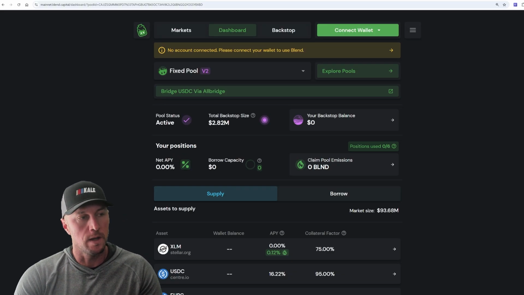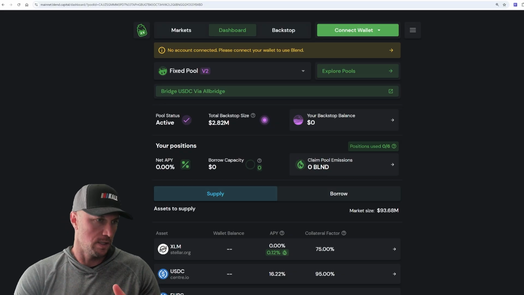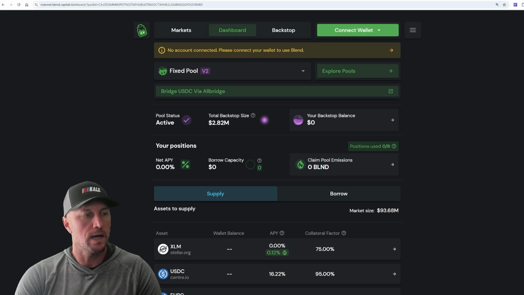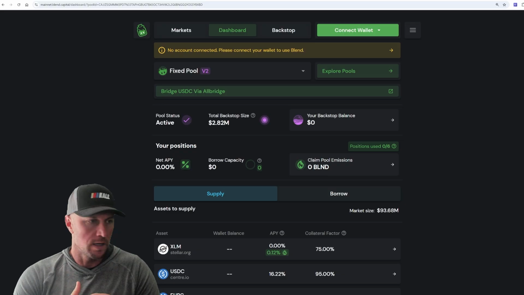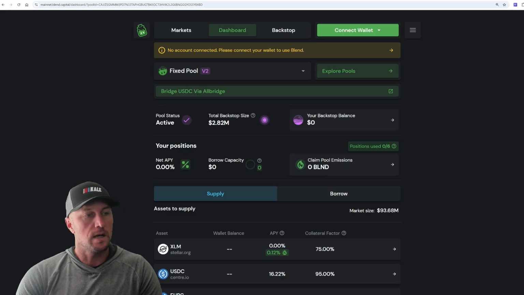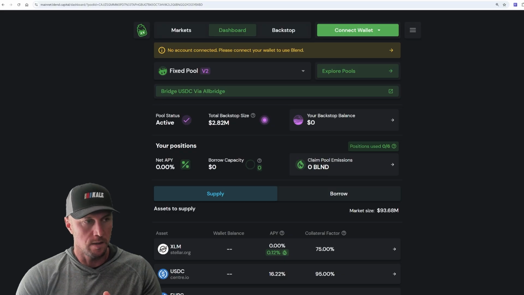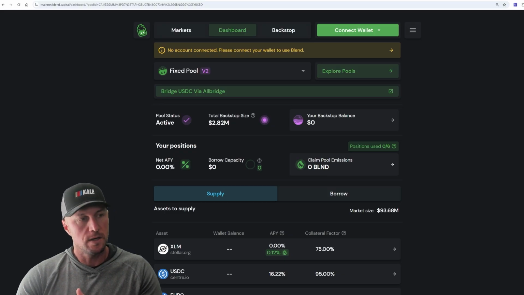But here's something important. Blend doesn't nuke your entire position. The protocol calculates the minimum liquidation needed to get you back to a healthy state. So if you're slightly underwater, only a portion of your collateral goes up for auction, not everything. Now, in these auctions, the lot is the borrower's collateral deposited in the pool. The bid is their debt.